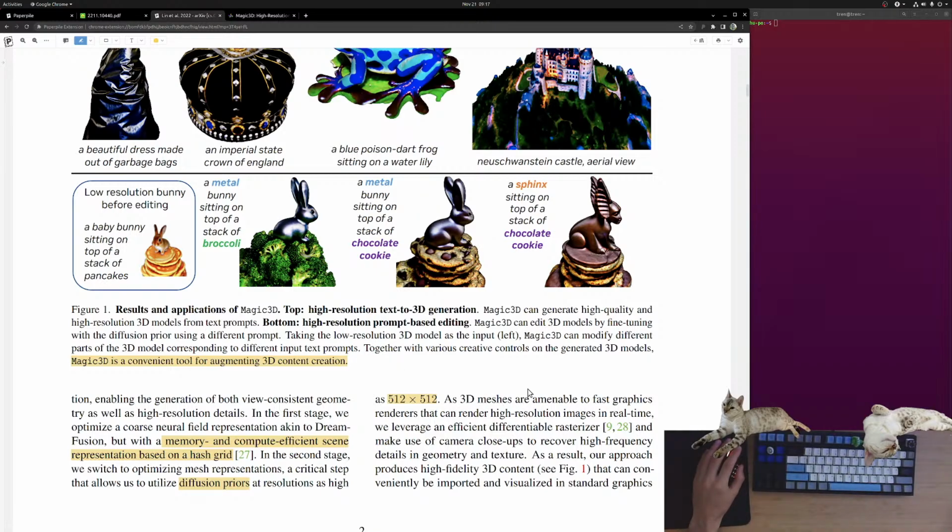3D meshes are amenable to fast graphics renderers that can render high-resolution images in real time. We can leverage an efficient differentiable rasterizer and make use of camera close-ups to recover high-frequency details in geometry and texture. Okay, that's interesting. So maybe not only do they look at different views of the 3D object to render the different parts of it, but then they also bring the camera up close, and that allows the model to kind of generate the actual fine details.